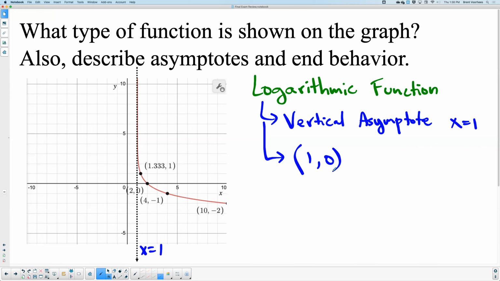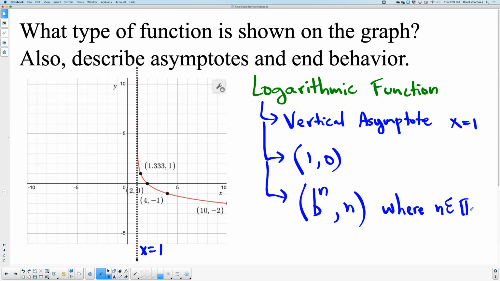Also, instead of going through the point n comma base raised to the power n, what does it go through instead? There you go, you just do the inverse. Every point can be found doing base to the power of n, comma, n. Again, where n is a real number. Typically, we just plug in whole numbers.